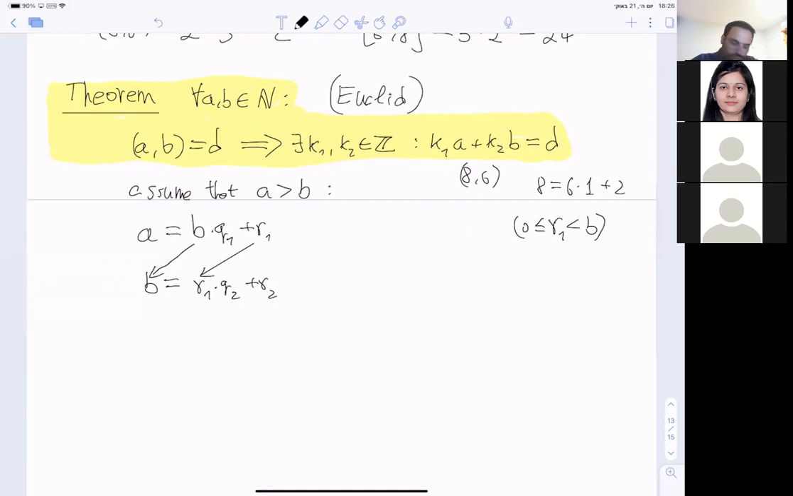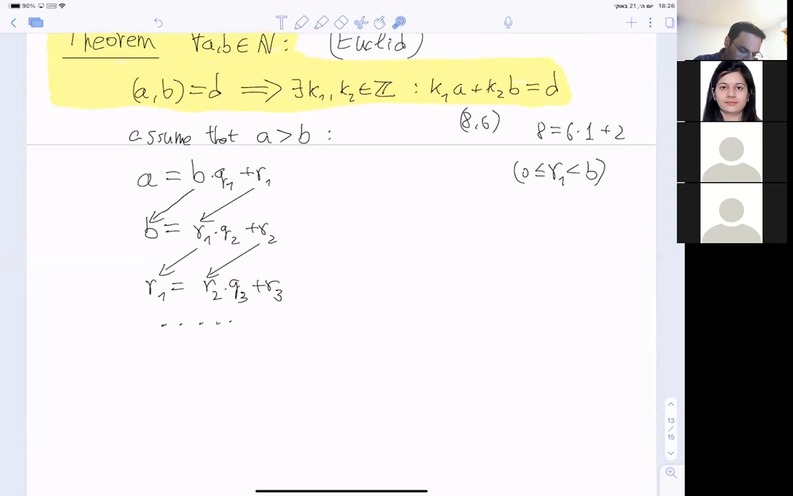And we are continuing in this process. Okay, we take now R1 is R2 plus R3. Okay, we continue with this process until we get that the remainder is... Sorry, until we get that there is no remainder.